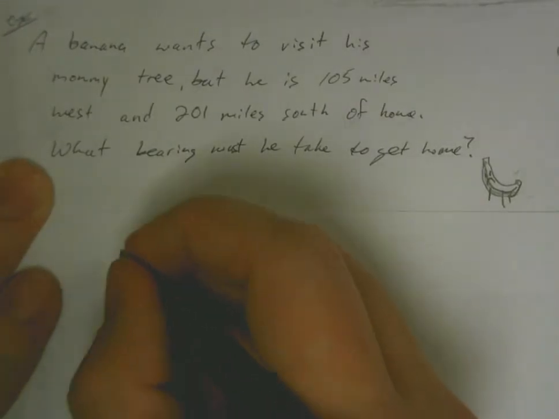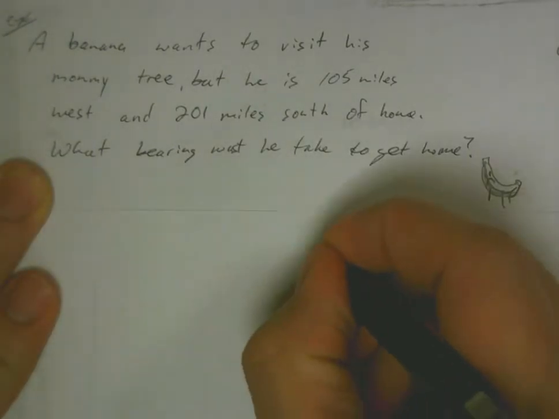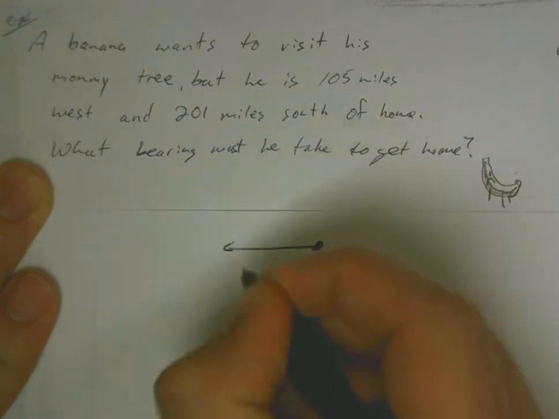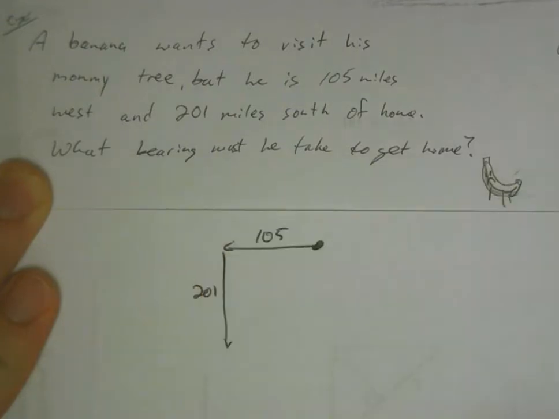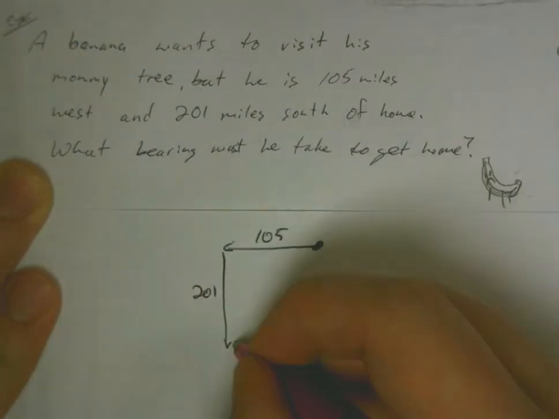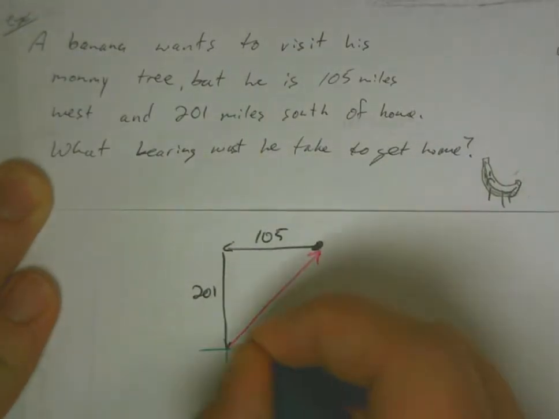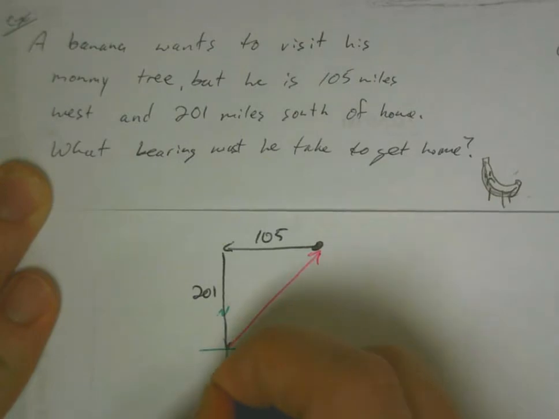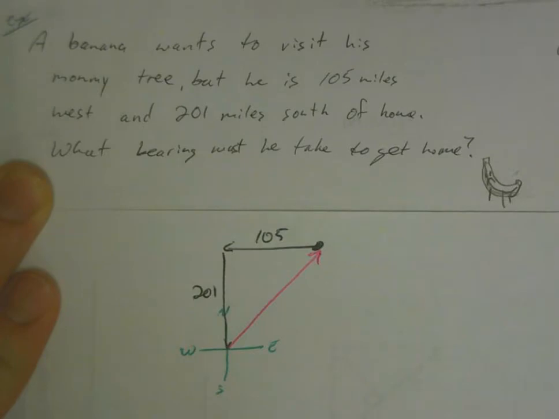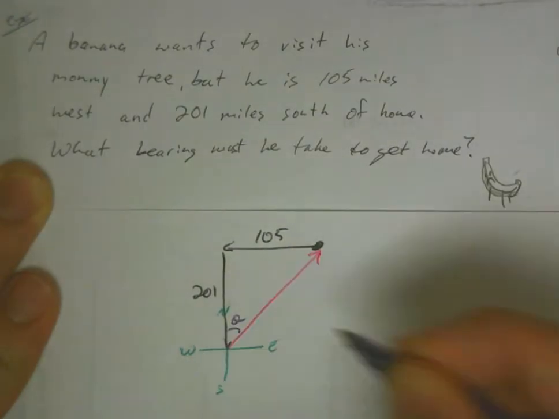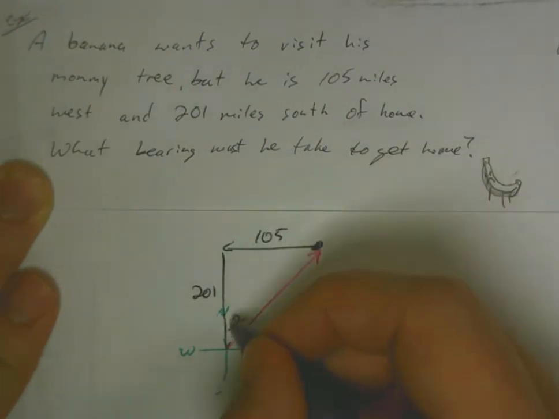Okay, anyways. But he is 105 west and 201 south of home. So here's our mommy tree. He is 105 miles to the west, and he is 201 south of home. So he needs to get back home. So from your compass rose, here's your north, here's your east, south, west. It looks like he's going to go north some angle east, and I need to figure out what that angle is. So if I want to know this angle, well, I have an opposite side with a right triangle and an adjacent side.